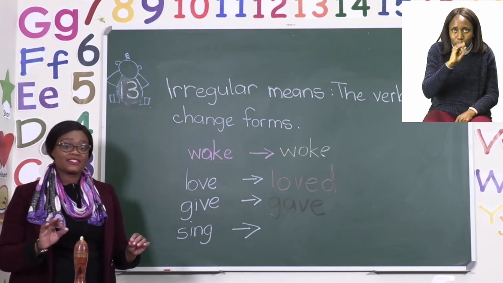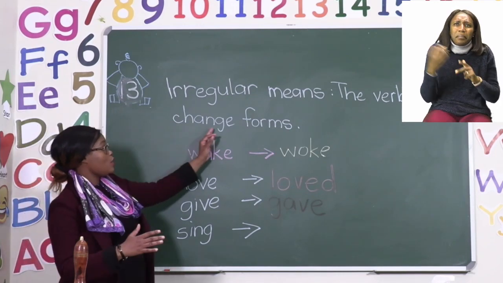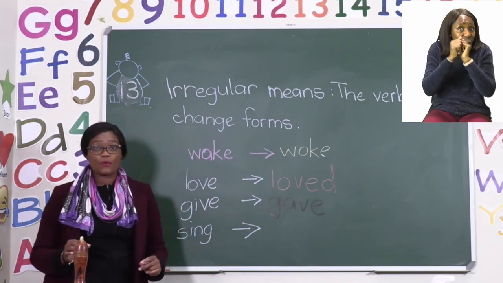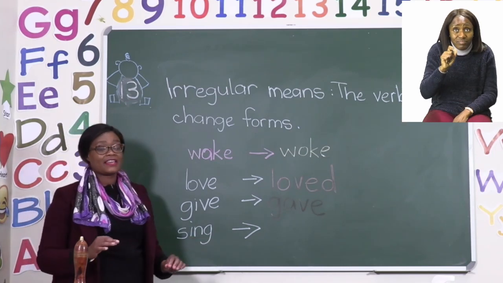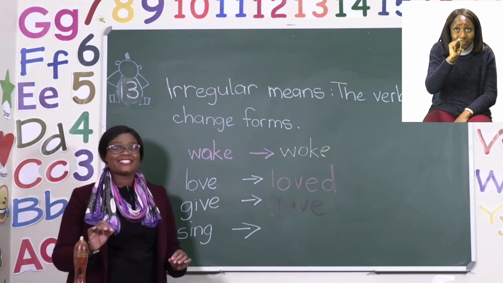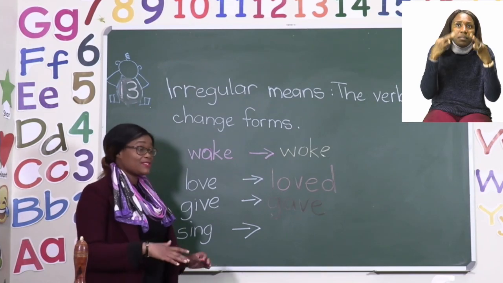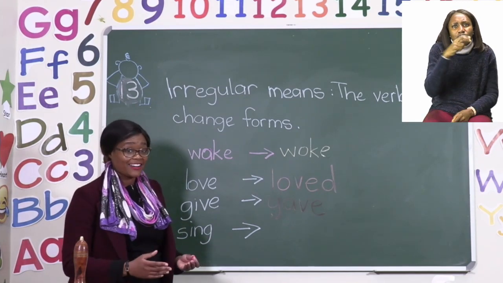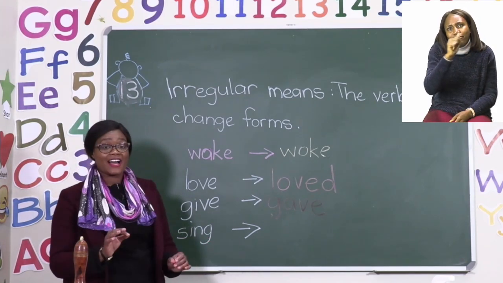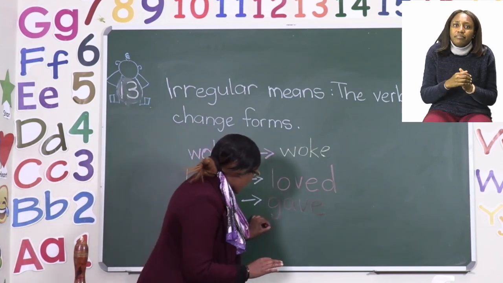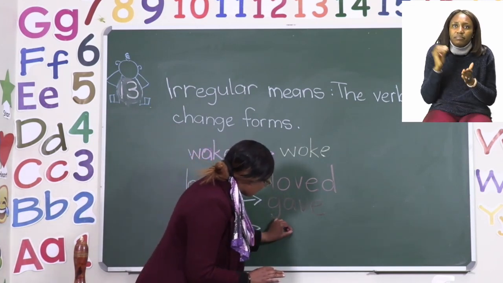Now the past tense needs to change, remember, because the verb needs to change its form. So sing will become sang or sung. Some people say sang, other people say sung. So we're going to say sung. I sung at the museum.